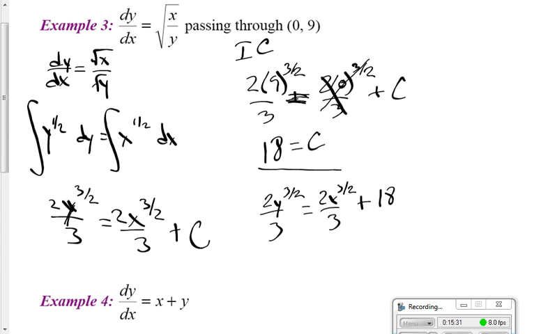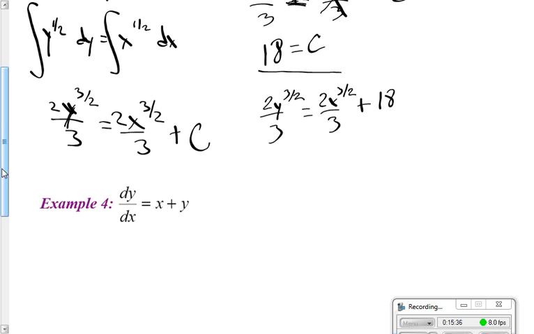Now what? Solve for y. What should we do first? Let's multiply by 3 halves. We can do that in one step. So this becomes y to the 3 halves equals x to the 3 halves plus 18 times 2/3. Let's divide first. 18 times 2/3 is 12. Is that right? 18 divided by 3 is 6. 6 times 2 is 12, right? Good so far? Okay.